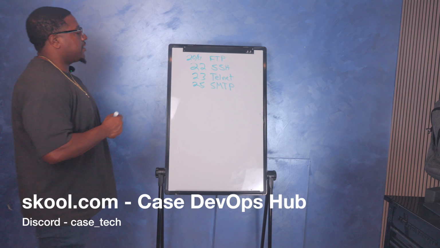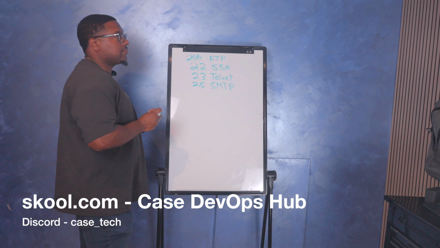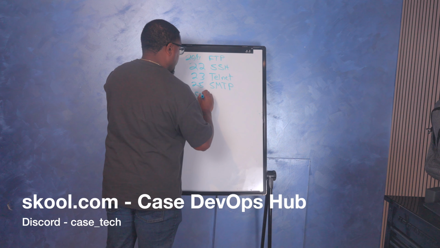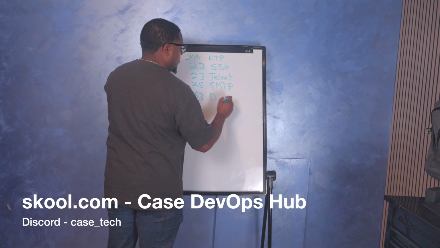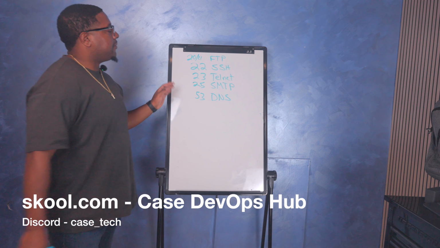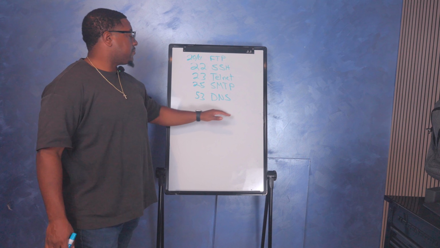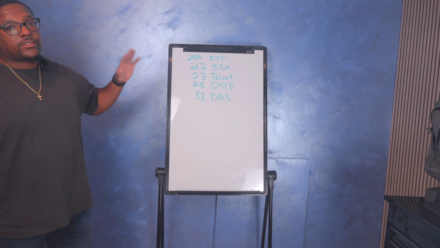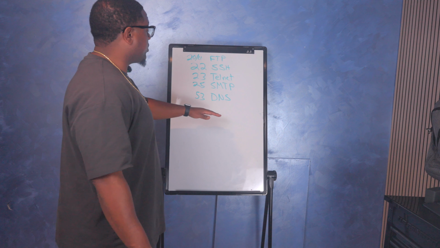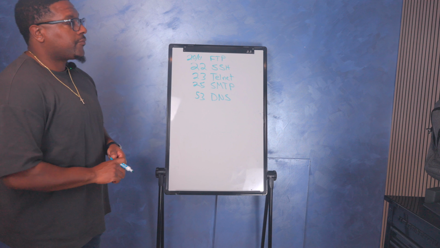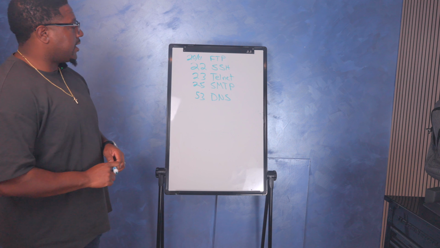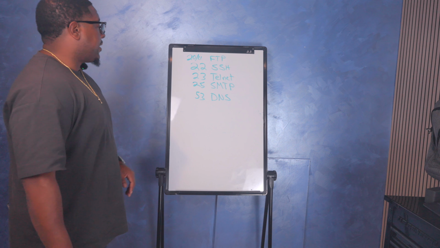Then we have port 53 for DNS. It's for your domain name system. So when you go to websites, they're using it. When you're on your network, you're using it for each one of your computers. So keep that in mind. That's what you're using for that.